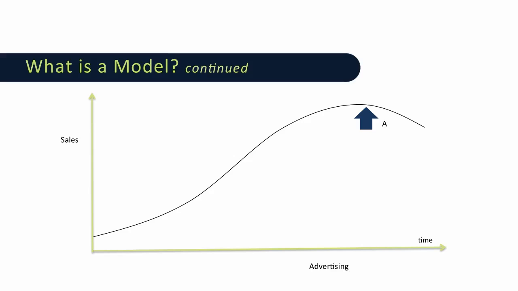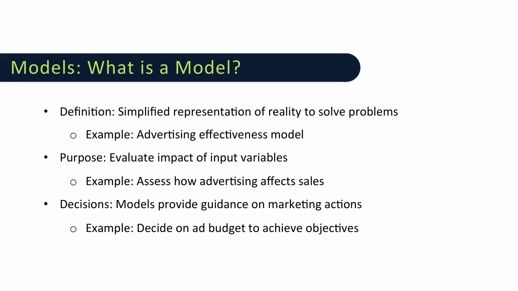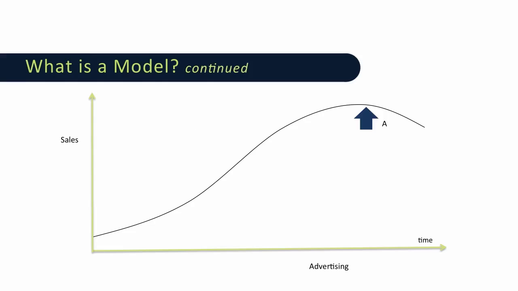We can imagine that this level of spending would create a supersaturation effect where consumers are overexposed to ads and thus less likely to purchase from the company. The purpose of the model is to evaluate the impact of its input variables. In our case, we can assess how advertising affects sales. Models help us make decisions. They provide guidance on our marketing actions. In our advertising effectiveness model, we can see that we do not want to spend beyond the level represented by A, or we risk losing money.